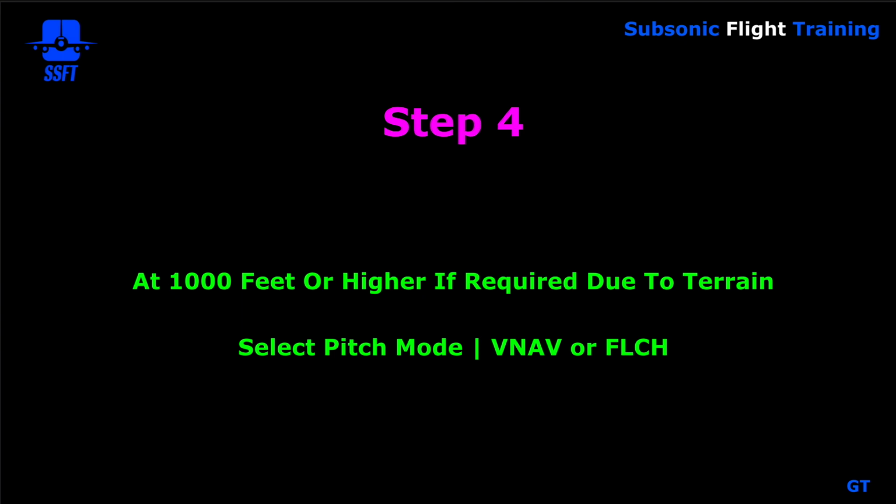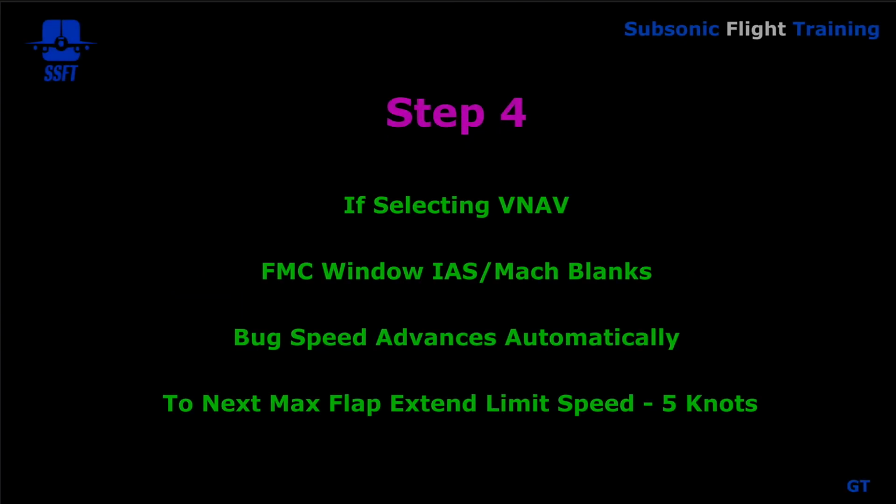So in training, we typically use 1,000 feet in order to select a pitch mode. And that pitch mode, you have a choice here, would be VNAV or flight level change. If you're selecting VNAV at 1,000 feet, then the indicated airspeed Mach window will blank. The FMC, the computer, will control the speed automatically. The bug will automatically advance to the next max flap extend limit speed minus 5 knots.